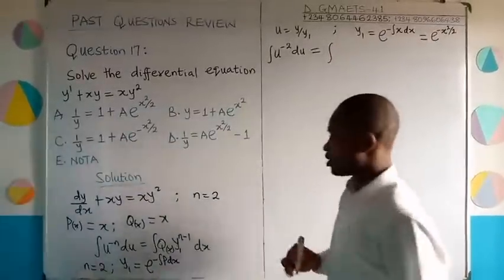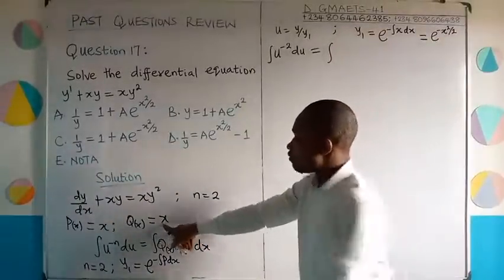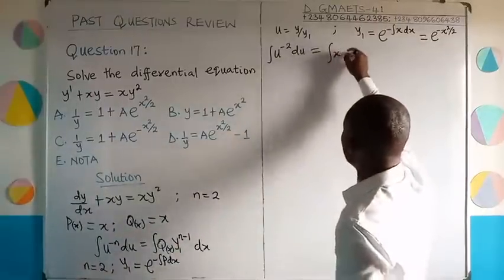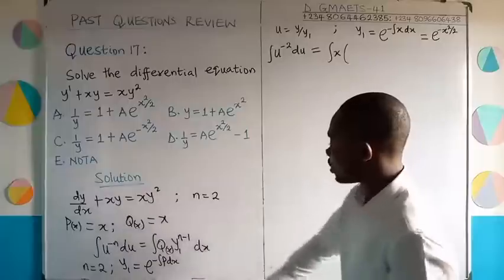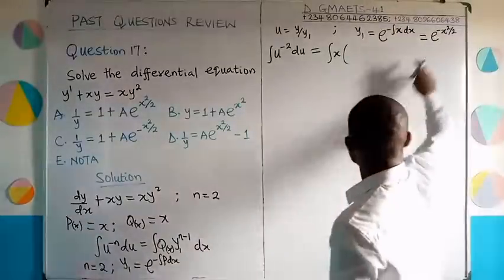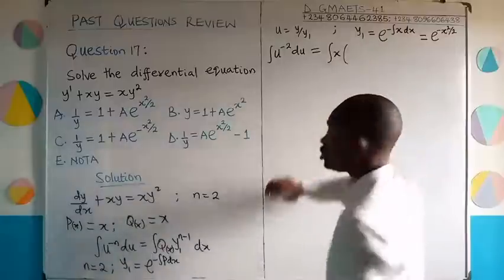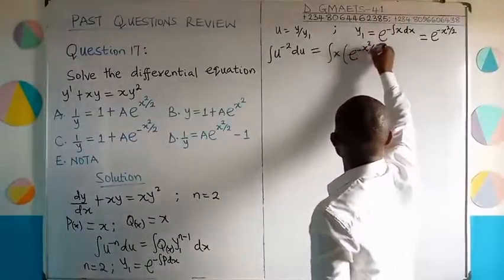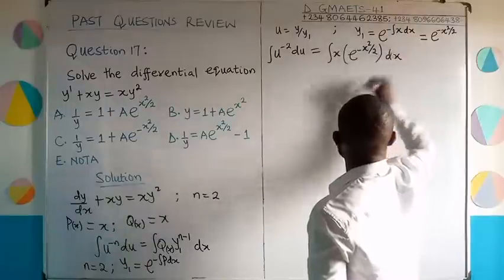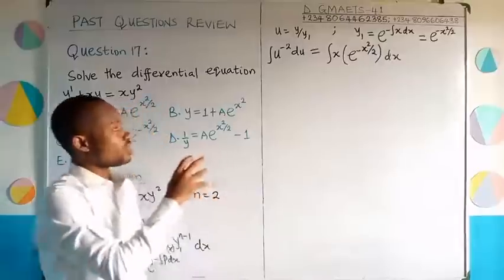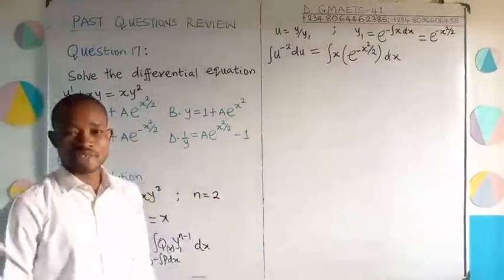And what is our q of x? The multiplier of y raised to the power what? 2. And of course, it is x here. We're going to multiply this by y subscript 1 raised to the power n minus 1. And y subscript 1, we have the value there, exponential minus x squared over 2. We shall integrate this with respect to x. So we've done the substitution into the formula. It is now time for us to integrate.